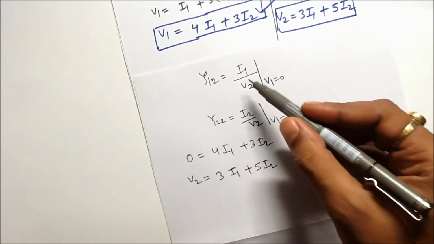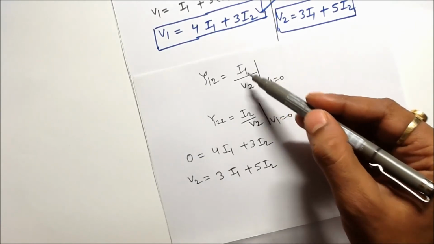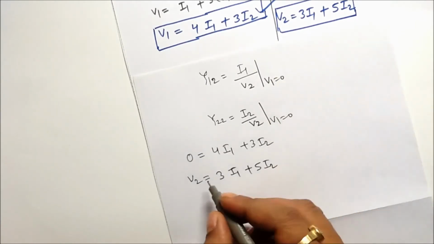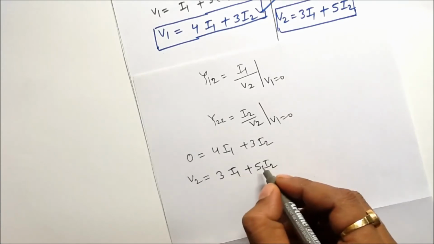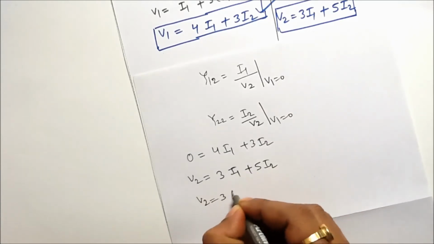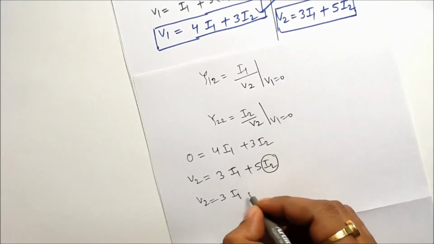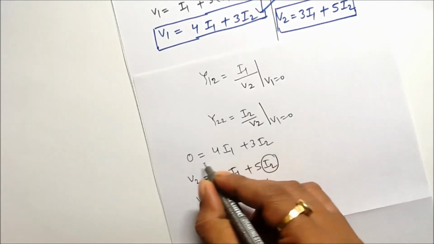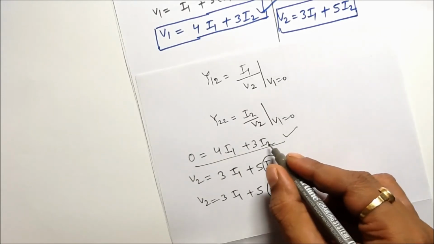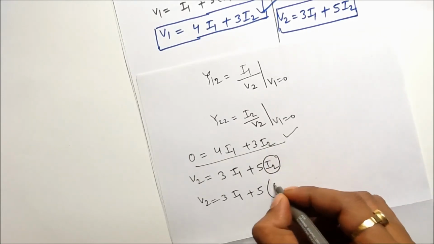We have to find out the value of I1 upon V2. So V2 equals 3I1, and replace I2 with I1. So by using this equation, you can say that I2 equals minus 4I1 upon 3.